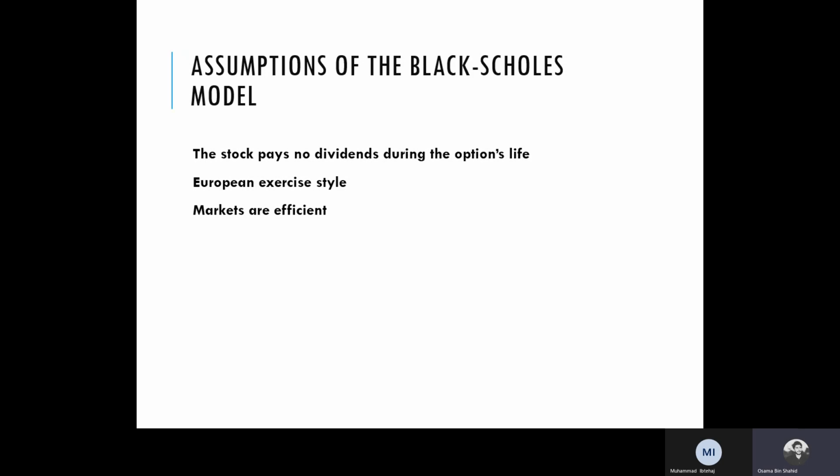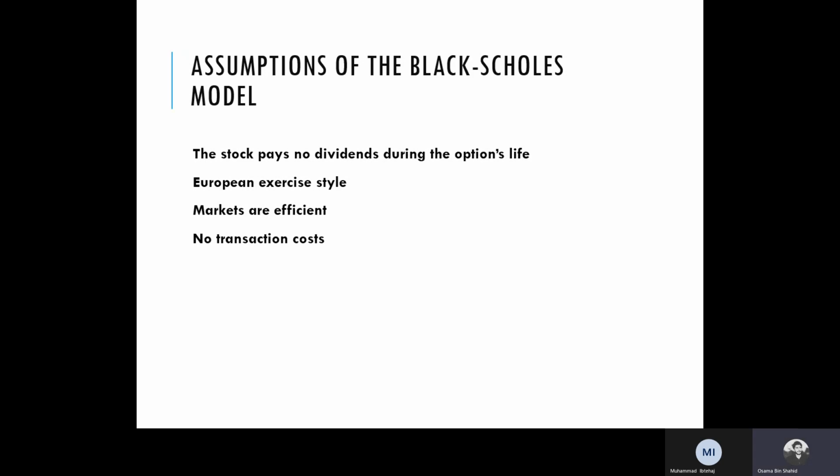The third assumption is that markets are efficient, everyone knows the information, and the market adjusts itself to the information very quickly. There are theories regarding market efficiency: weak markets, semi-strong markets, and strong markets. But we are not going to discuss them right now. In Black Scholes, we majorly assume that markets are efficient.